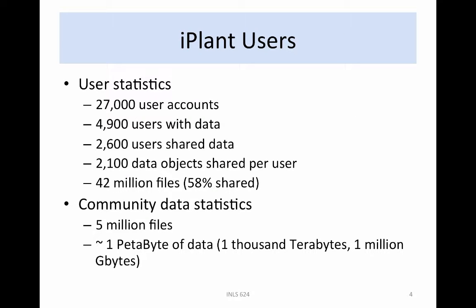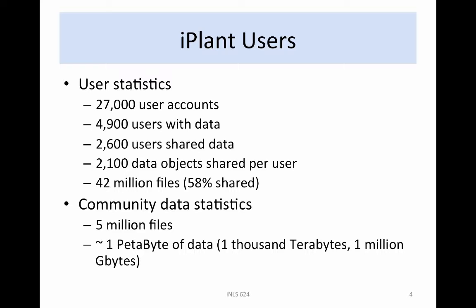Participation in the iPlant Collaborative is rapidly expanding. In October 2015, there were 27,000 accounts. The number of users who were storing data was 4,900, of which more than half were sharing data. There were about 2,100 data objects shared per user. The data store held 42 million files, of which 58% were shared.